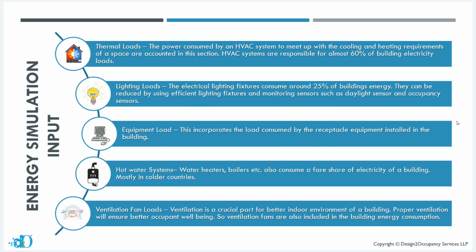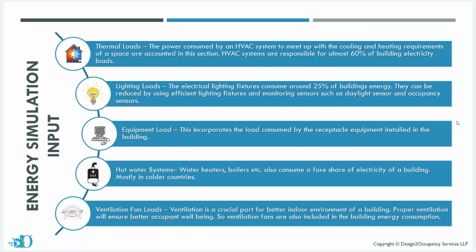Then we have the lighting loads. Lighting loads are again a different sort of calculation, in which we work out how much lux is required in that particular area and what wattage they are going to use. So this is the lighting load calculation. We have the equipment load. If you are talking about a commercial office building, we need to see how many laptops, how many computers, how many Xerox machines there are, and how much energy they use. All this is part of the equipment load.